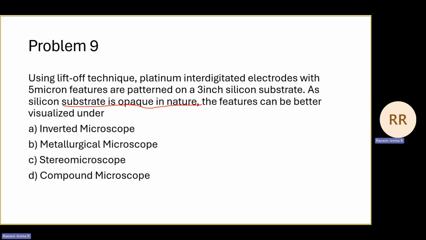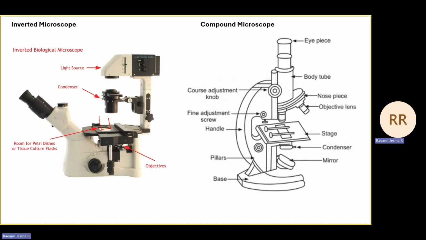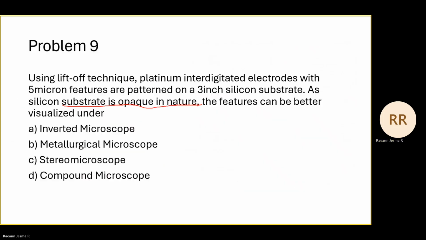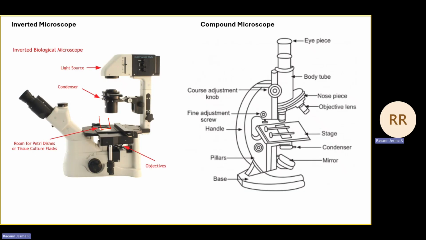So here we want to image an opaque substrate, right? So next is the compound microscope. A compound microscope is one of the options. In a compound microscope, we have an objective lens. We also have a condenser lens.